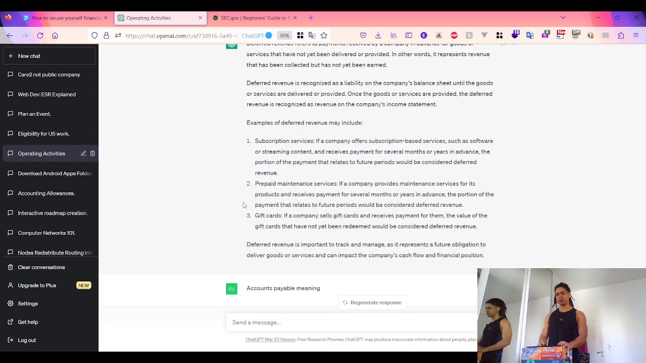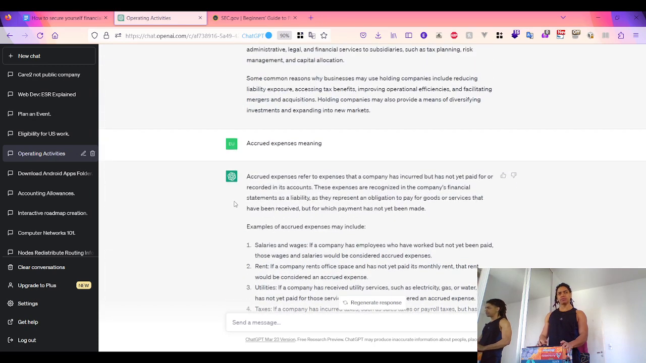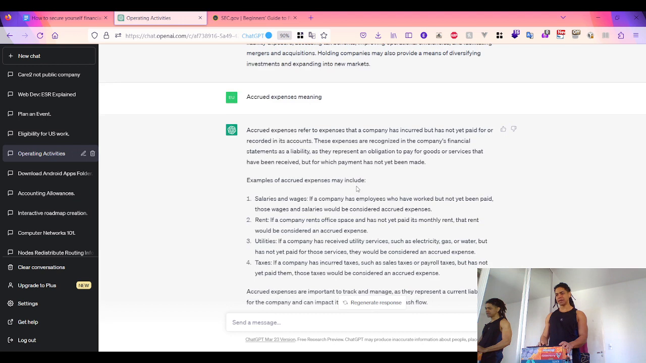Exactly. Accounts payable is for service that has been received but not yet paid for, whereas accrued expenses are expenses that a company has incurred but has not yet paid for or recorded. These expenses are recognized in the company's financial statements as a liability, as they represent an obligation to pay for a good or service that has been received and for which payment has not yet been made.